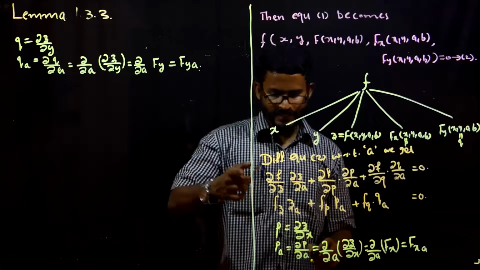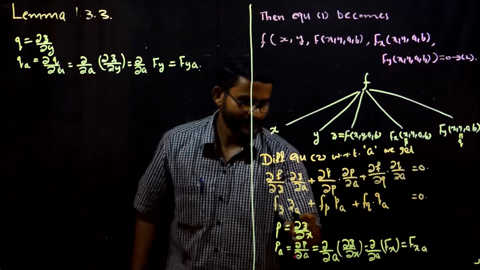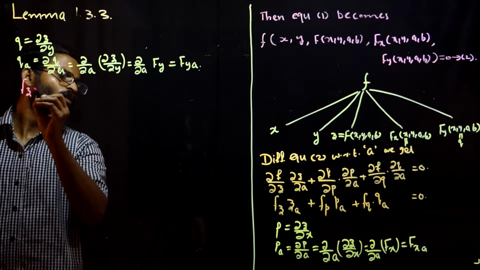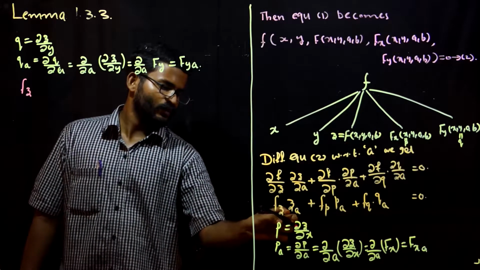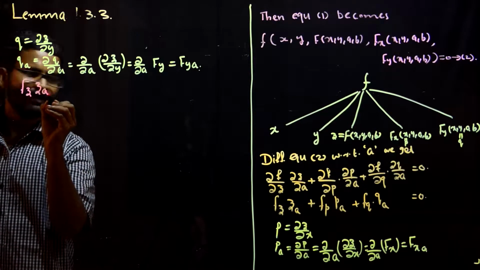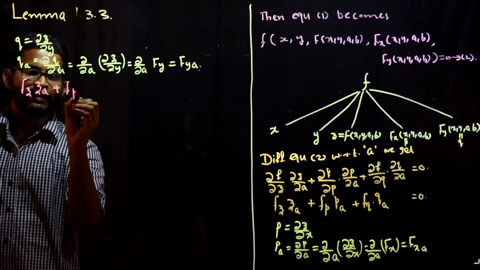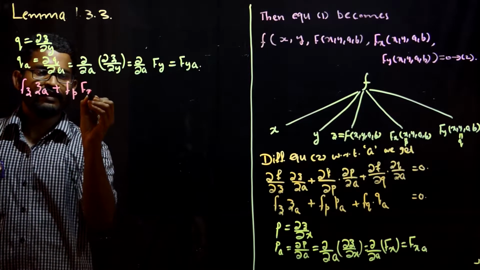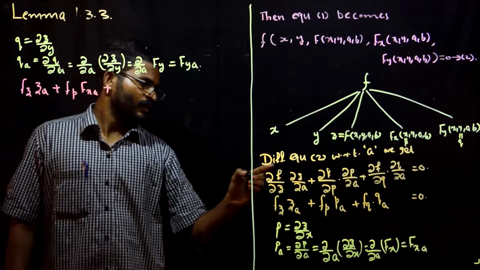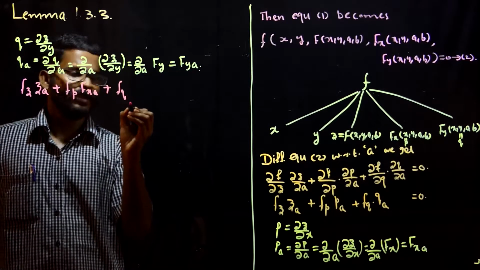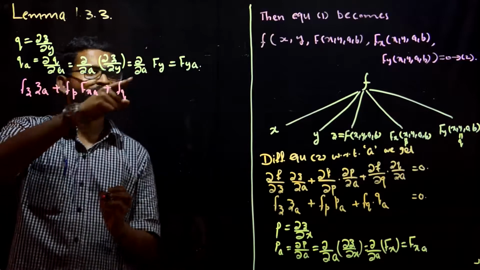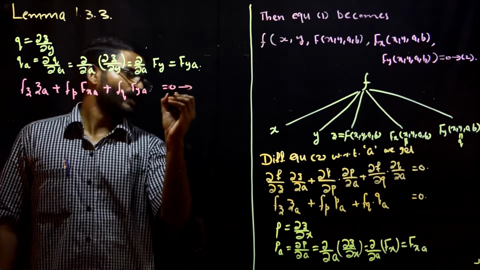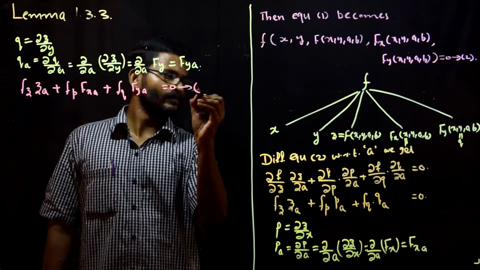Because of these two results, we can write this as F_z times z_a plus F_p times f_xa plus F_q times f_ya equal to 0. Mark it as equation number 3.